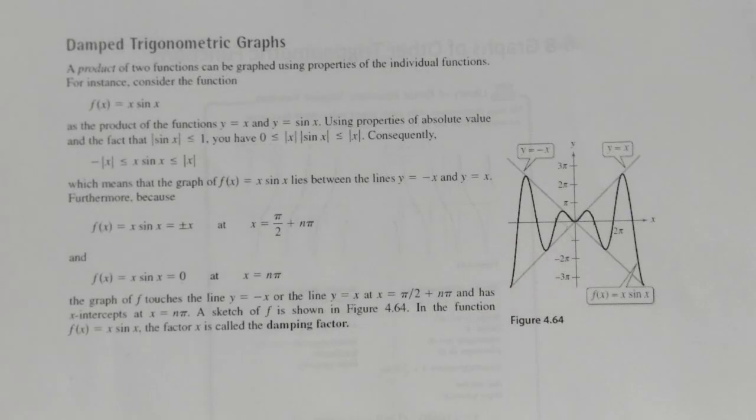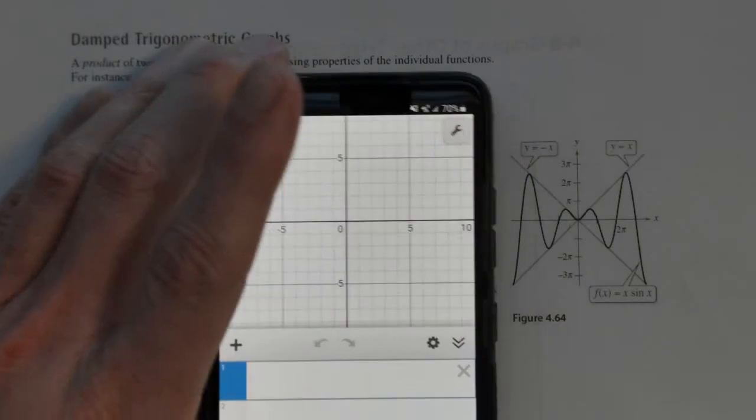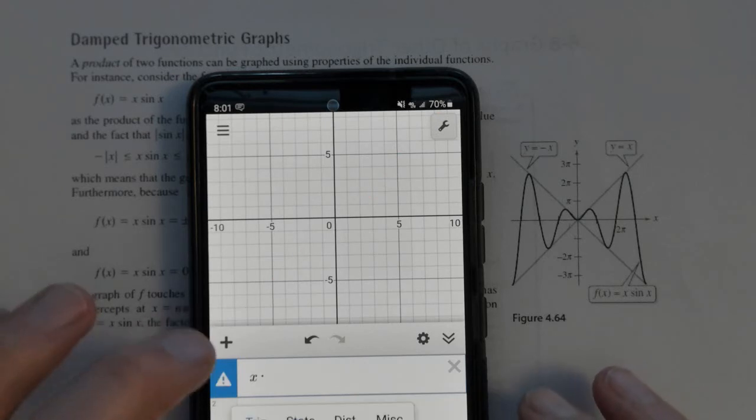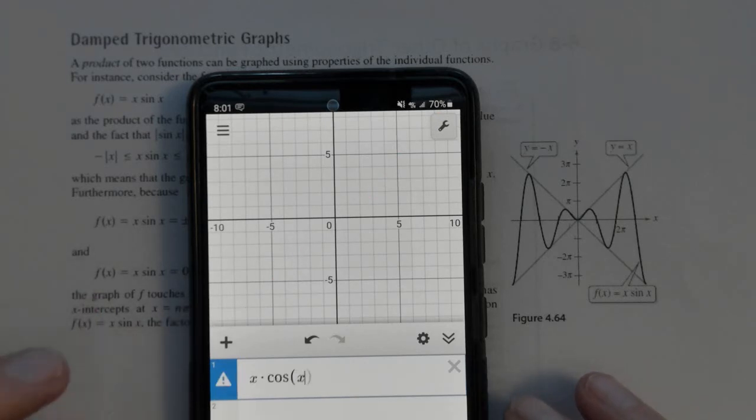All right. And of course, if you want to take a look at what cosine would look like, okay, it's kind of the same idea. So if I come here and I go x times cosine of x.